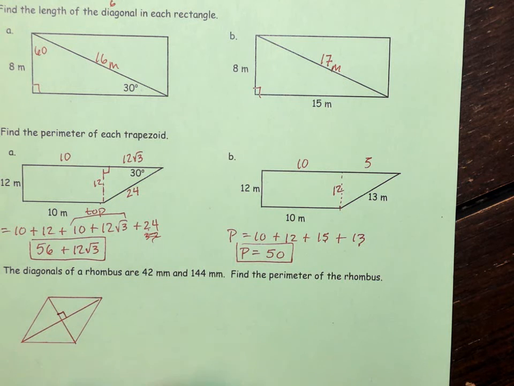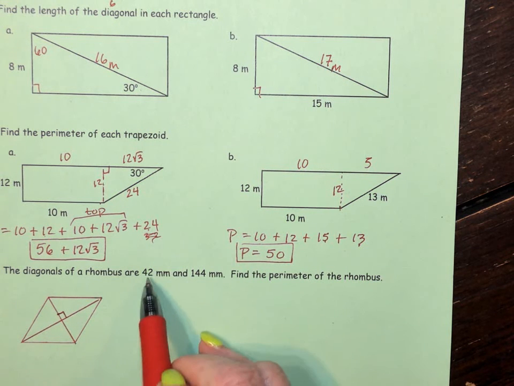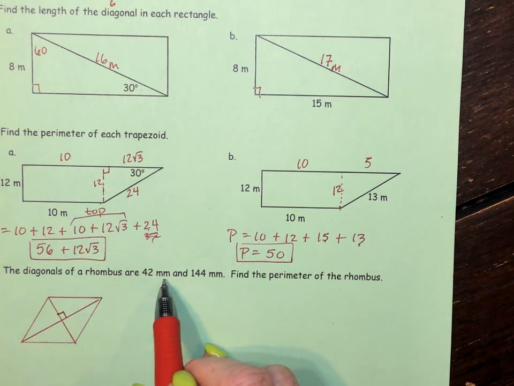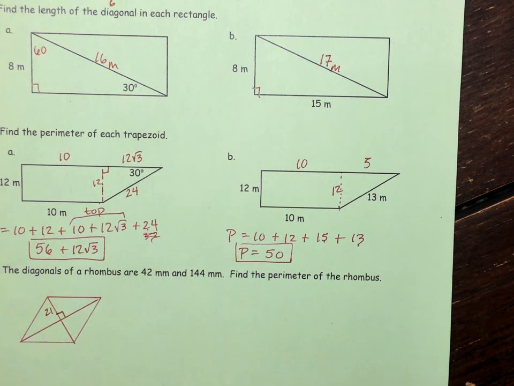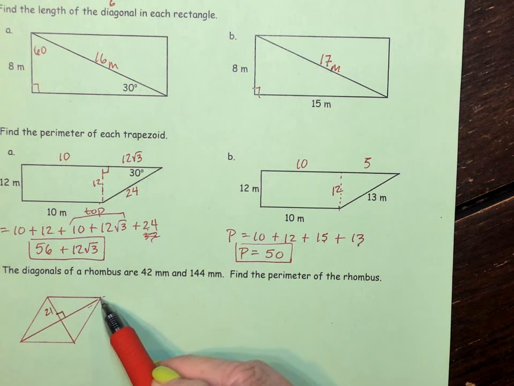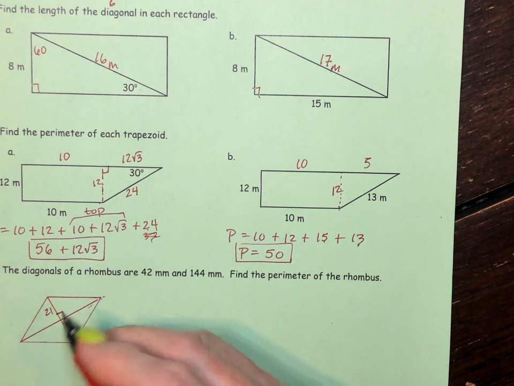Rhombus diagonals are perpendicular to each other. One of them is 42. They also bisect each other, which means that piece is 21. 144 for this whole thing. Half of it then would be half of 144, 72.